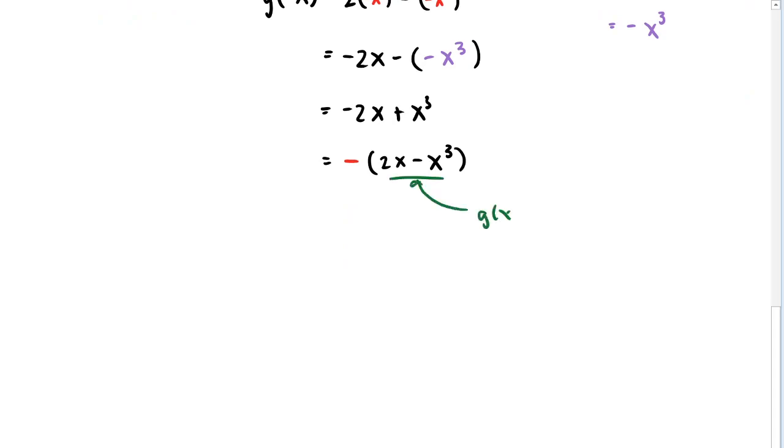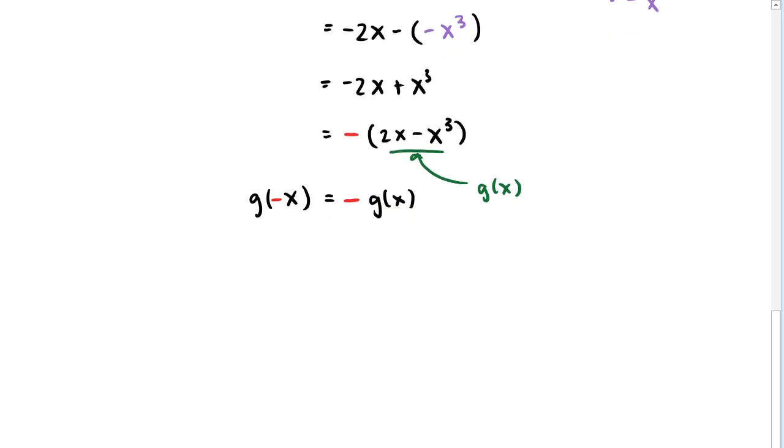Right? This is g of x. And so really, this is the same. At the end of the day, it's really negative g of x. So we're saying that g of negative x is the same as a negative g of x. This is exactly what it means for our function to be an odd function.